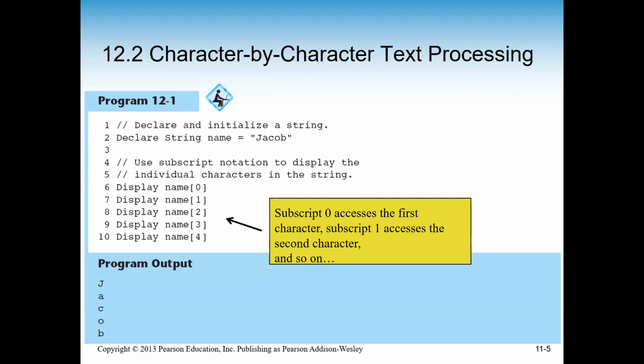So we can use these subscripts here. You can see another example. I declare the string name Jacob, and then I use subscript notation to display the individual characters in the string. So I can basically try to print out all of them. You can see here, this would be 0, 1, 2, 3, and 4. Pretty straightforward.